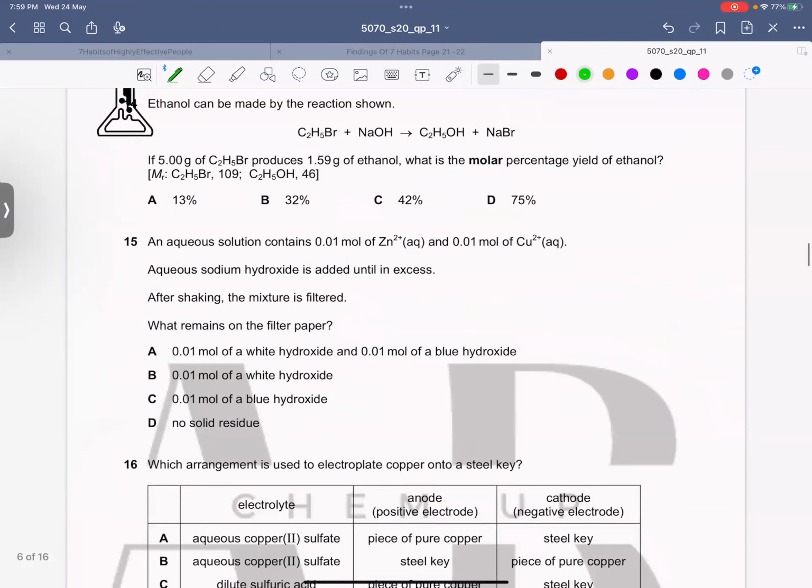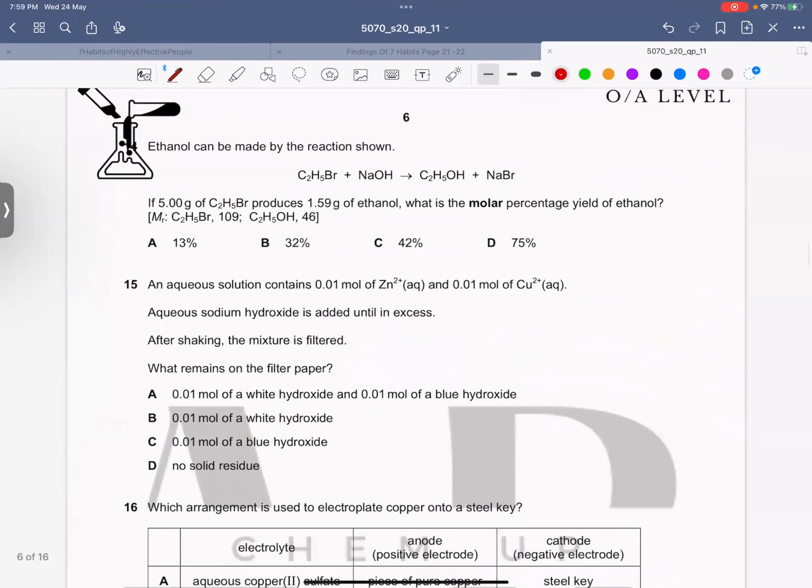Question number 14. Ethanol can be made by the reaction shown. If 5 grams of bromoethane reacts with sodium hydroxide, forming ethanol and sodium bromide, it produces 1.59 grams of ethanol. What is the molar percentage yield of ethanol?